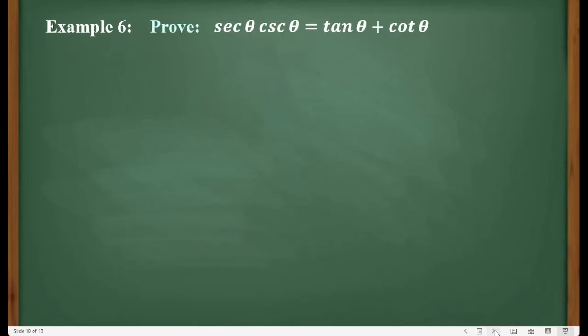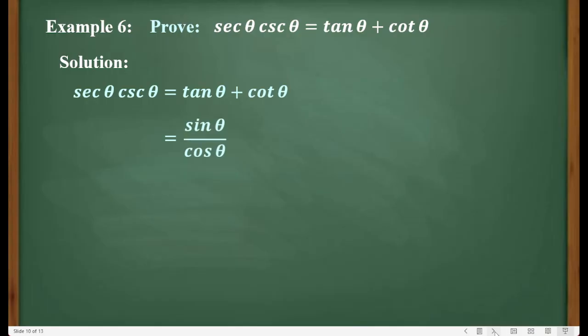Next, number 6. Prove that secant theta cosecant theta is equal to tangent theta plus cotangent theta. So solution. Okay, rewriting the given. So we choose which of the two sides is to be simplified. So here we simplify the right side.